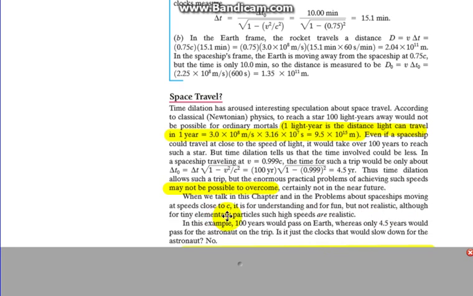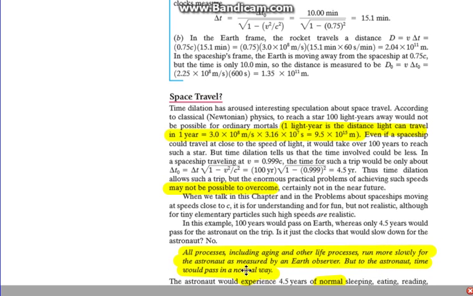Talking about spaceships moving close to the speed of light is for understanding and fun, but not realistic, although for tiny elementary particles, we can. Just like that muon example, it was sent at that speed. In this example, 100 years would pass on Earth, whereas only 4.5 years would pass for the astronaut on the trip.